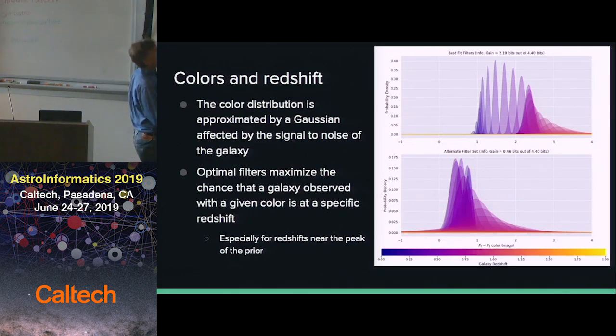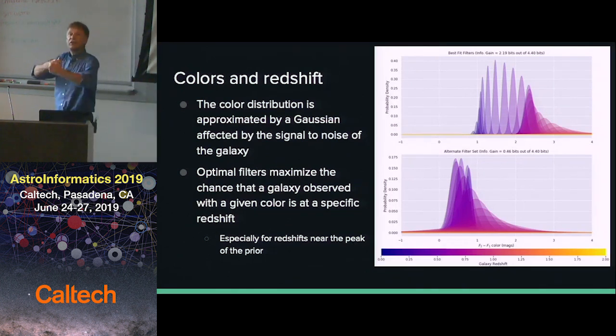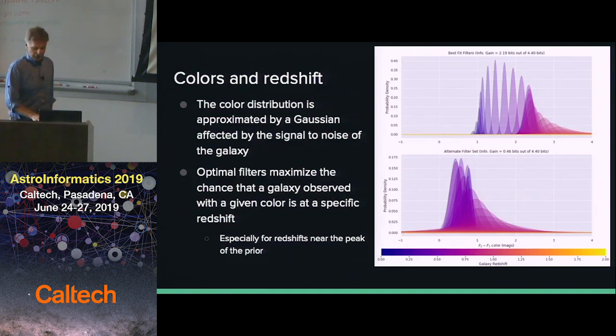So you can see now here where I have high information gain, each color that I'm looking at, each position along this color axis, has a well-defined redshift associated with it. Where I have a system that has low information gain, then all of the different redshifts sit on top of one another for a particular color. Okay. So again, it's intuitively making sense.